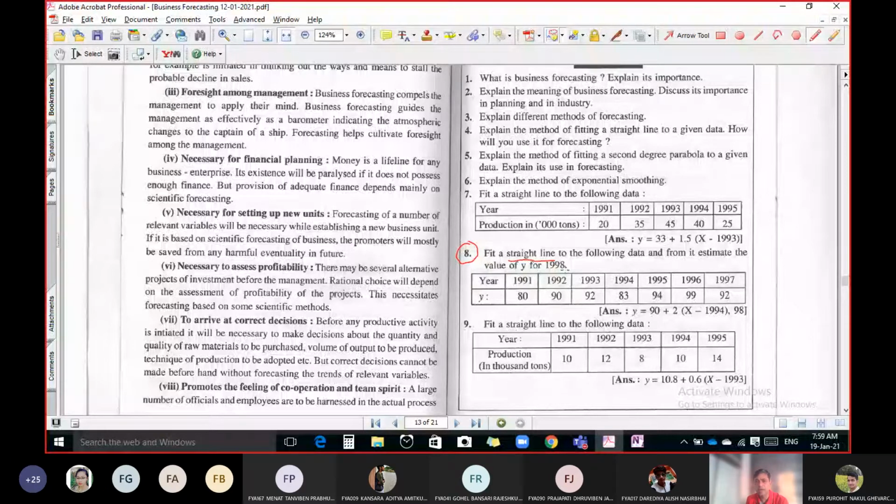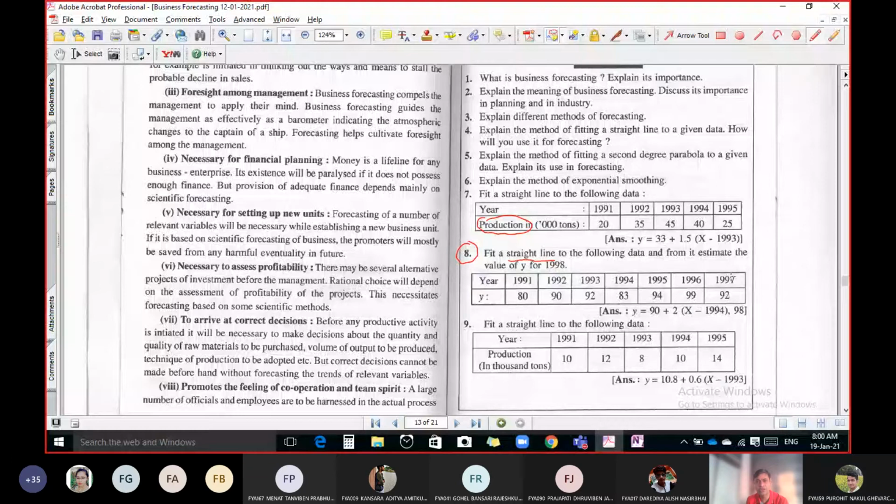This y may be anything like production, profit, sales, import, export, population, anything. So we want to find out the value of y for the next year 1998. Now the question is how to find out. It is clearly given that use the straight line, that means linear trend.